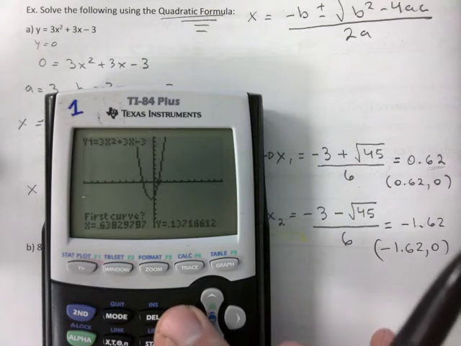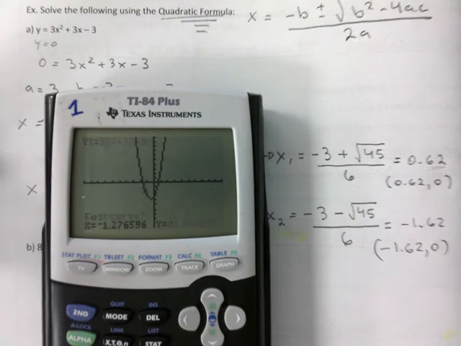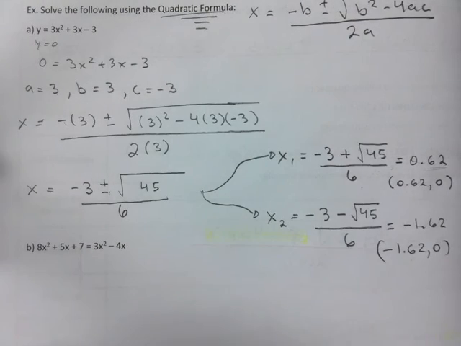The other one is negative 1.62, as we did find, right? So it should all connect. Everything in this unit connects, right? It's all connected. Okay.